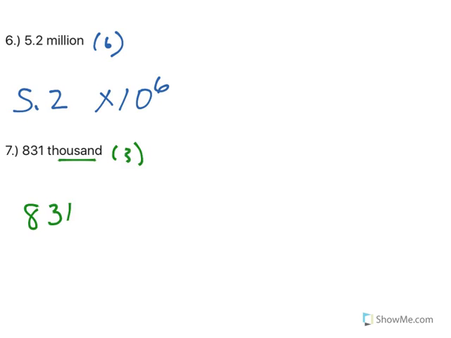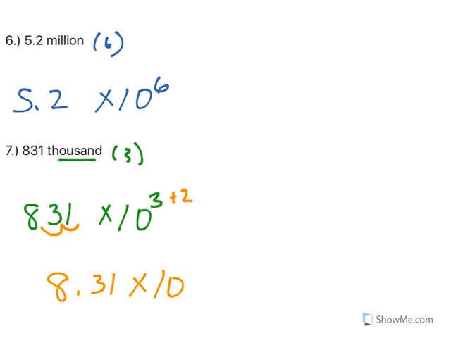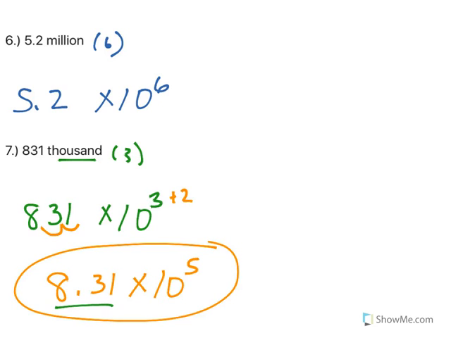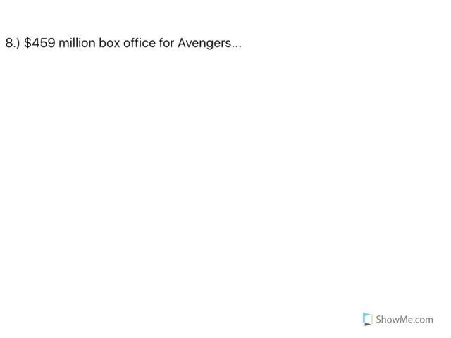5.2 million. Well, million means 6. So my number, 5.2, times 10 to the 6th. You notice 5.2 is between 1 and 10. So boom, done. In number 7, 1,000 means 3, so I take the number 831 times 10 to the 3rd. Now here, 831, big number, so I'm going to move 1, 2 places, so I'm going to add 2 to the exponent. So 8.31 times 10 to the 5th. And there's my final answer in scientific notation because the first number is between 1 and 10.